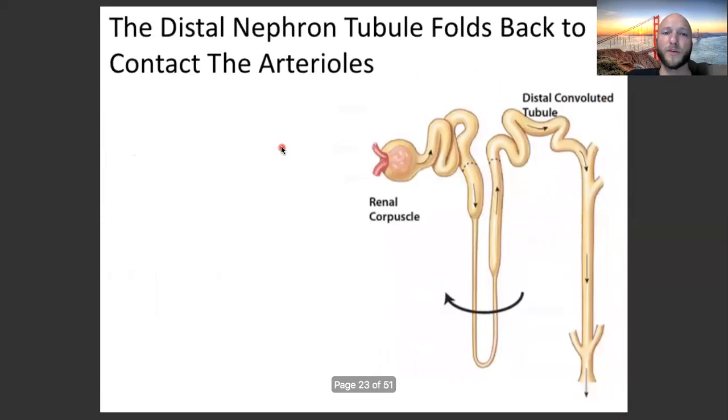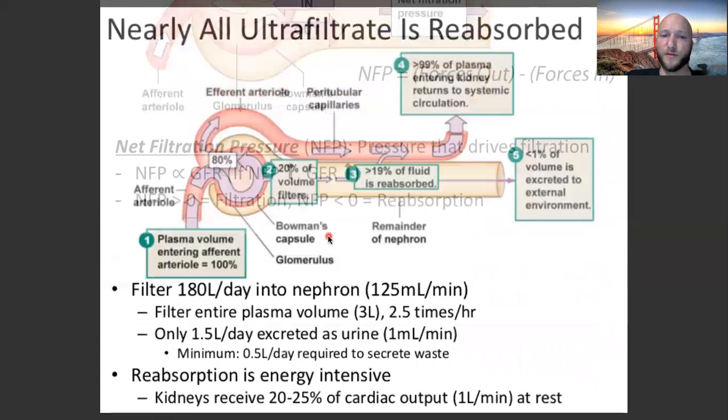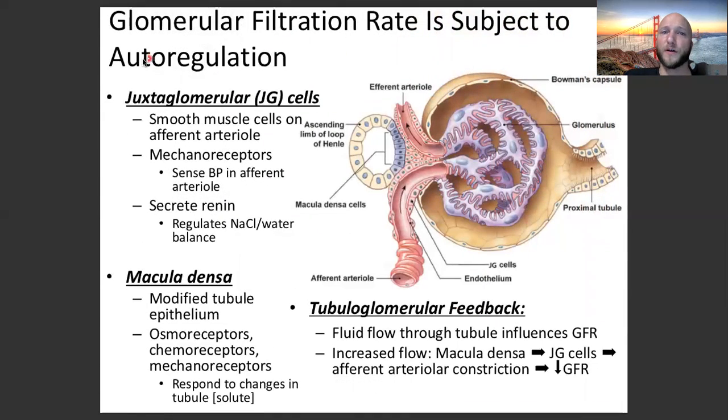So I want to point something out. We have net filtration pressure, NFP. That's referring to the forces. Net filtration pressure is referring to the forces that promote filtration. GFR is glomerular filtration rate. It's the rate at which fluid is moving. So they're similar. Net filtration pressure helps dictate glomerular filtration rate, but they are slightly different. So tubuloglomerular feedback, fluid flow through the tubule influences GFR.